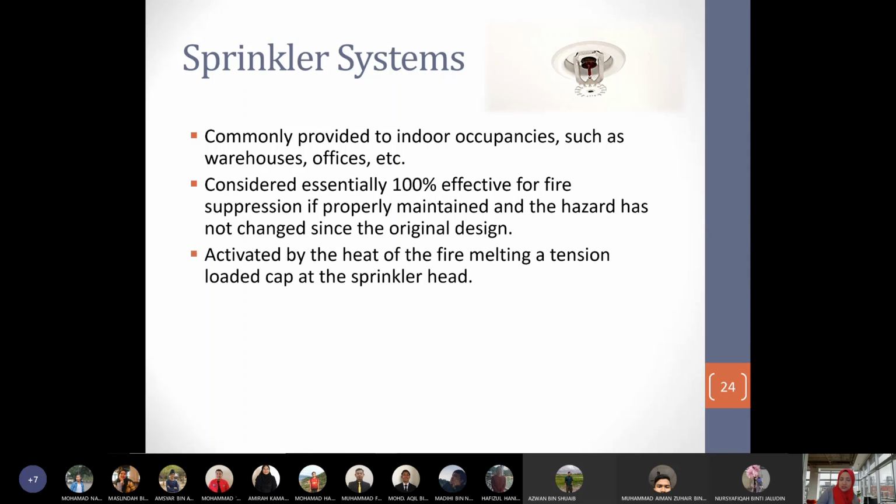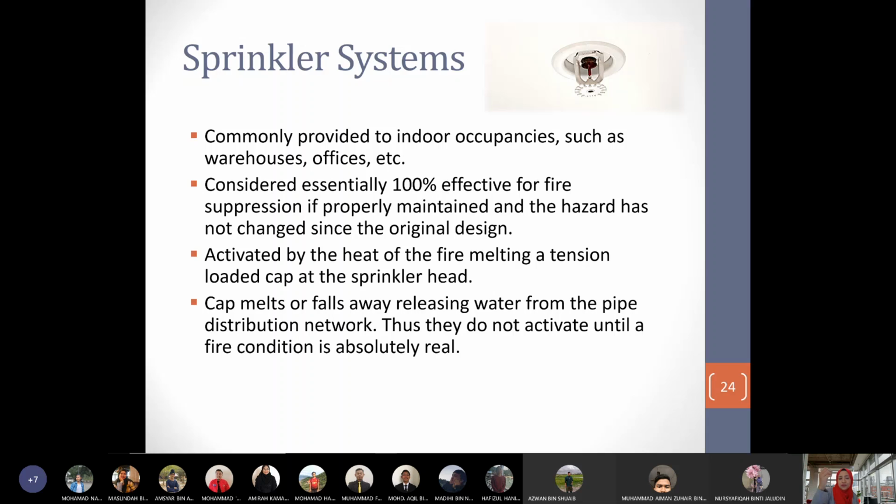The sprinkler system is activated by the heat of the fire, which will melt a tension-loaded cap at the sprinkler head. Once it melts away or falls away, it will activate the sprinkler system and release the water from the pipe distribution network that's connected to it. That means sprinkler systems do not activate until a fire condition is absolutely real.